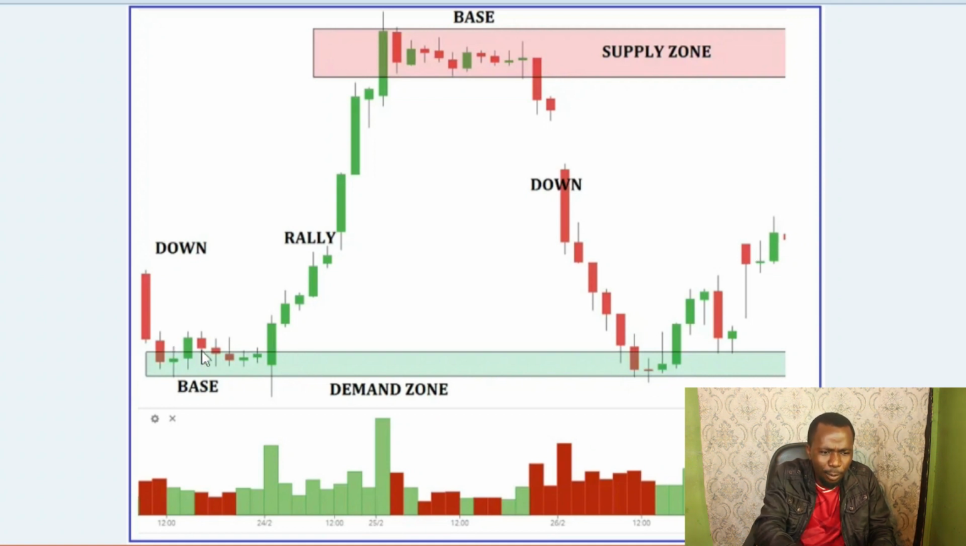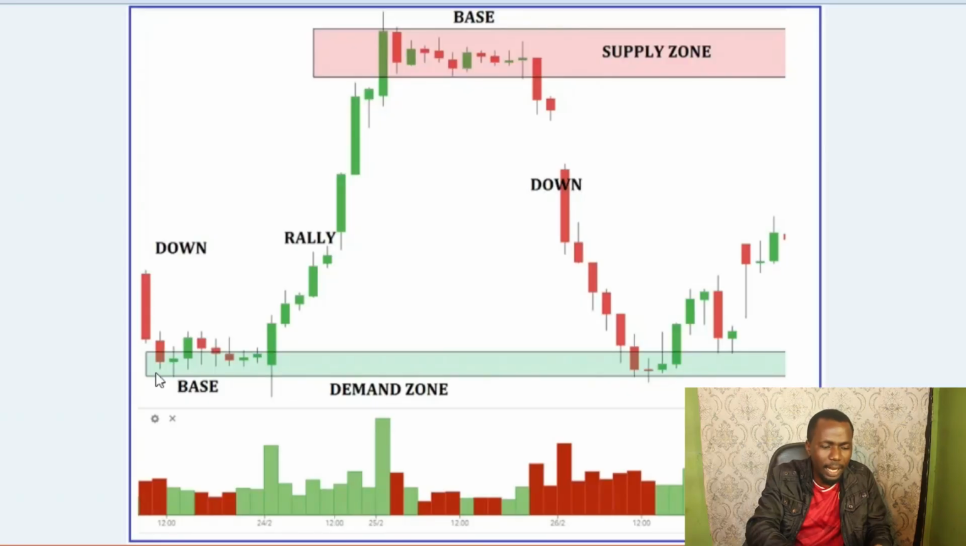So if you were not able to catch this move, you can exercise patience, because what matters in demand and supply is patience. So you can exercise patience after identifying the demand zone. Have it in the back of your mind that the price will definitely come back to the demand zone, and then you can take your trade. So you can see the price made a massive move, and after some consolidation the price came down again to test the demand zone and then rallied up, right?